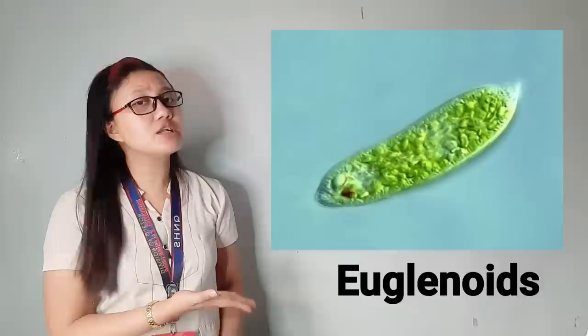Okay, yung algae, dinoflagellates, and euglenoids, they're considered as phototrophs. They have chlorophyll and they can make their own food.